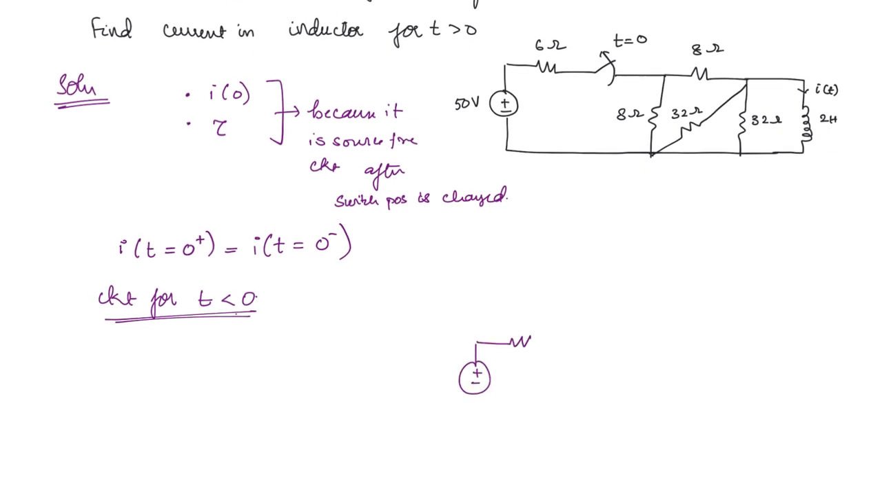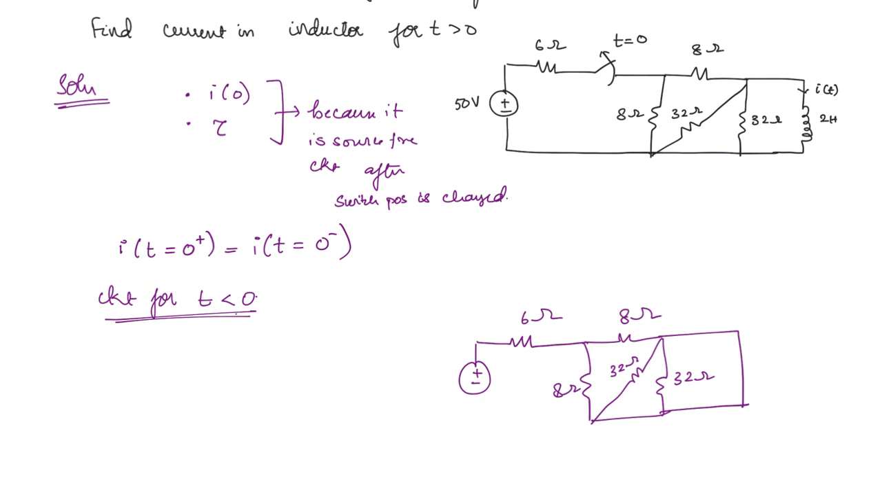Here we have the voltage source, resistor, 6 ohms, 8 ohms, here also 8 ohms, and this 32 ohm, so we can remove it later. Okay, first we will draw the short circuit. Since this is a short circuit, we can now remove these two resistors that are connected across the short circuit. So now what do we have? This is I of t at 0 minus.